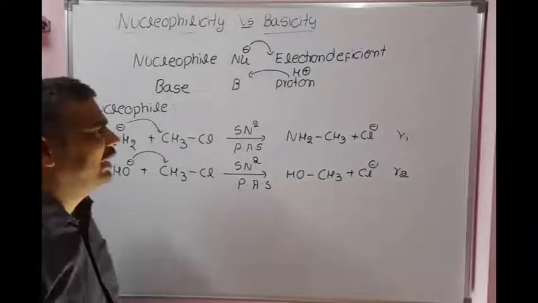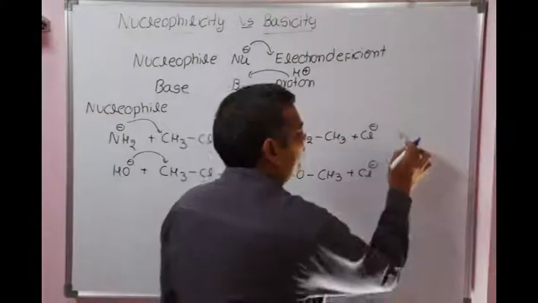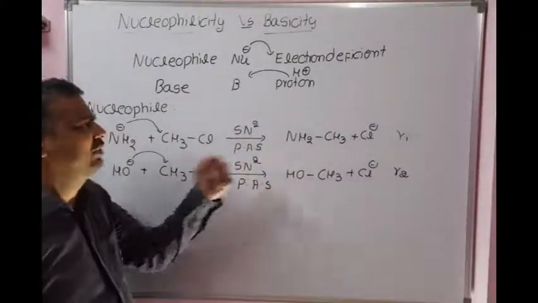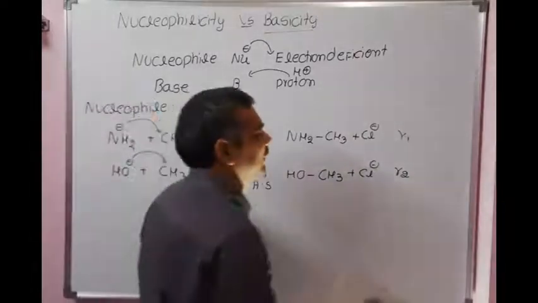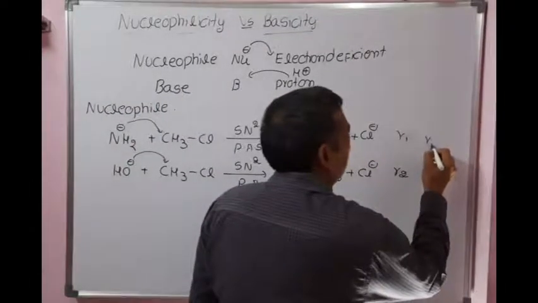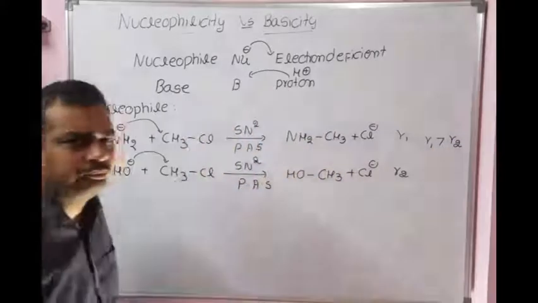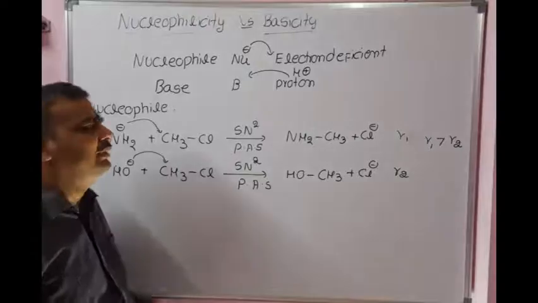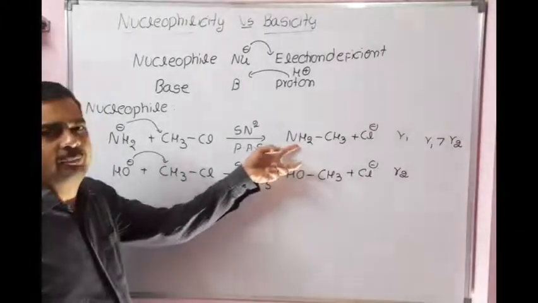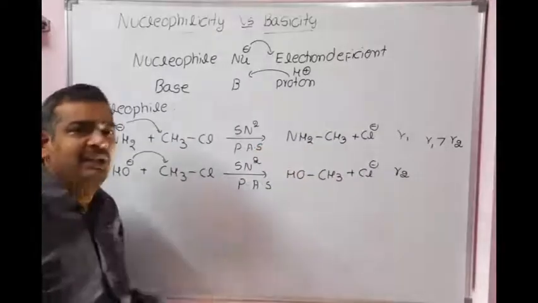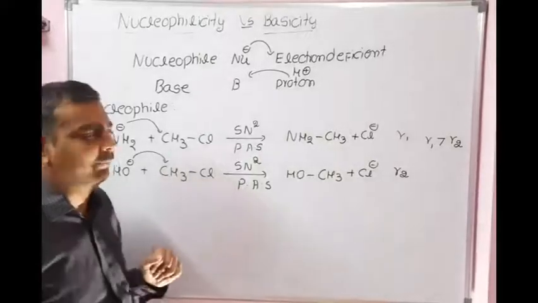You see these two reactions. From the experimental data, R1 is the rate of reaction for the first reaction and R2 is the rate of reaction for the second reaction. The value of R1 is more than R2. The meaning is that the first reaction has more rate, so the first reaction will complete in less time, whereas the second reaction will take some time to complete.